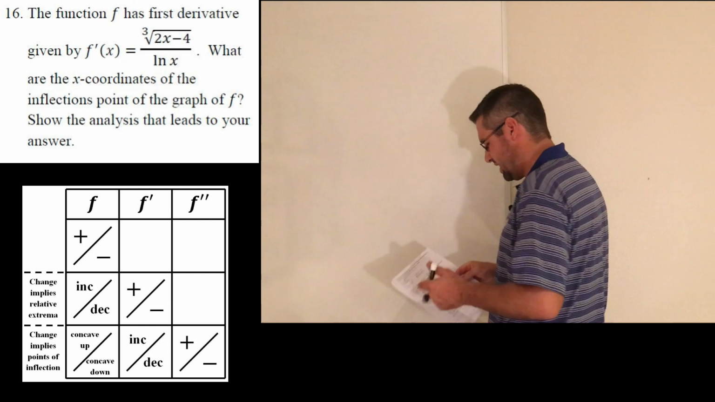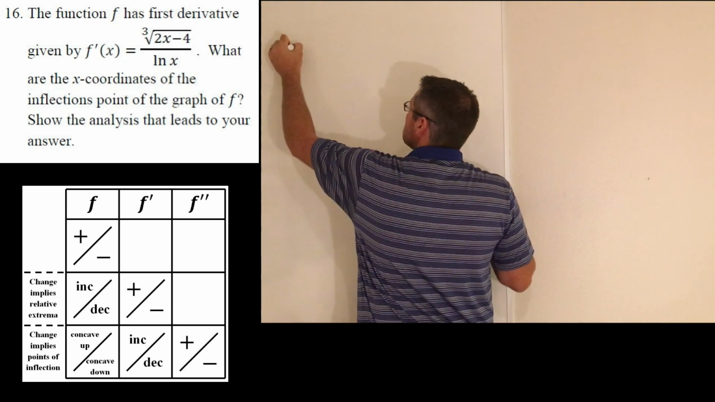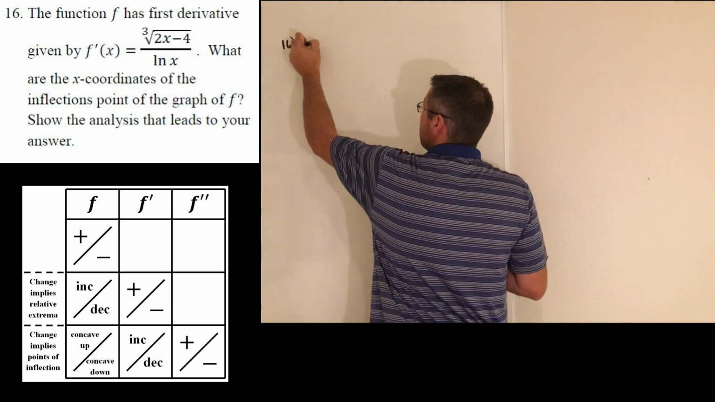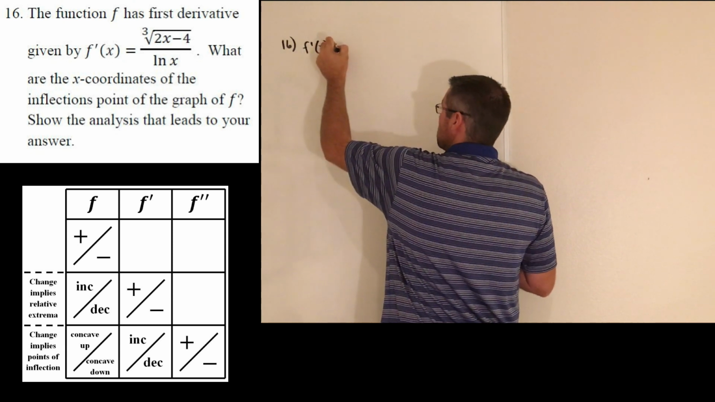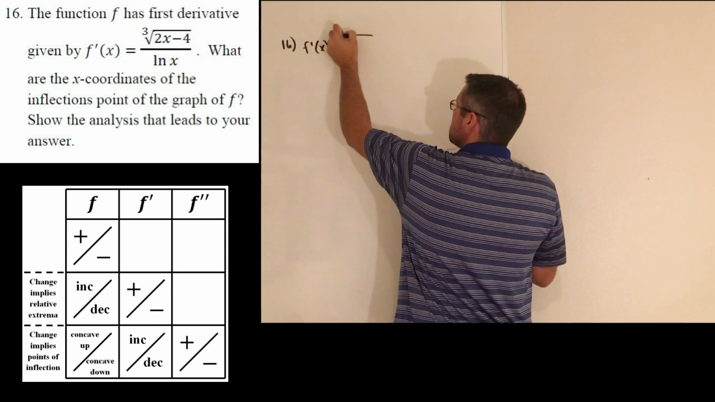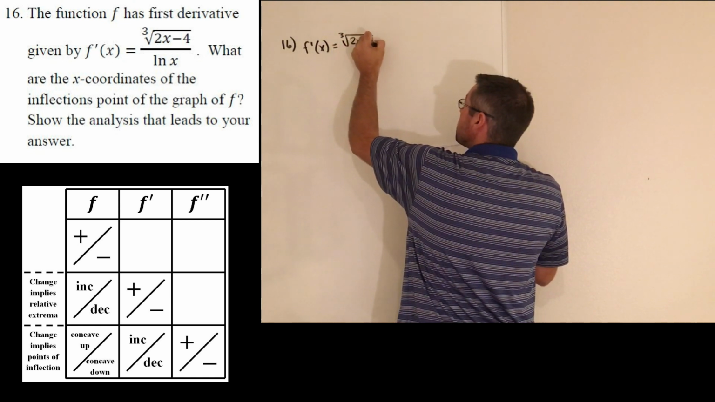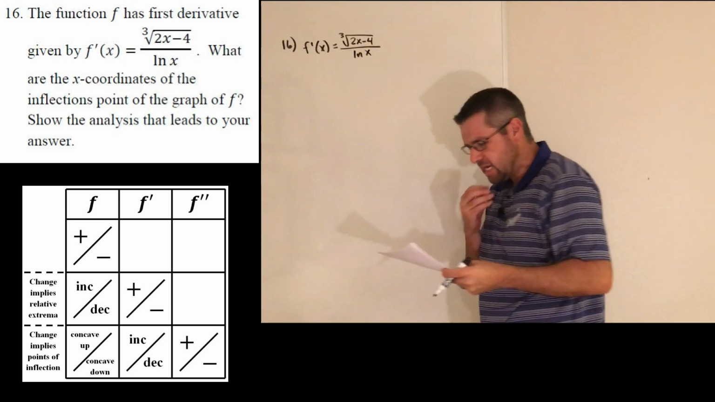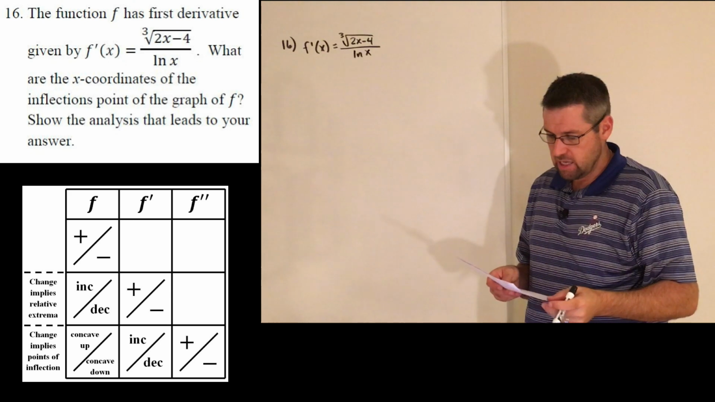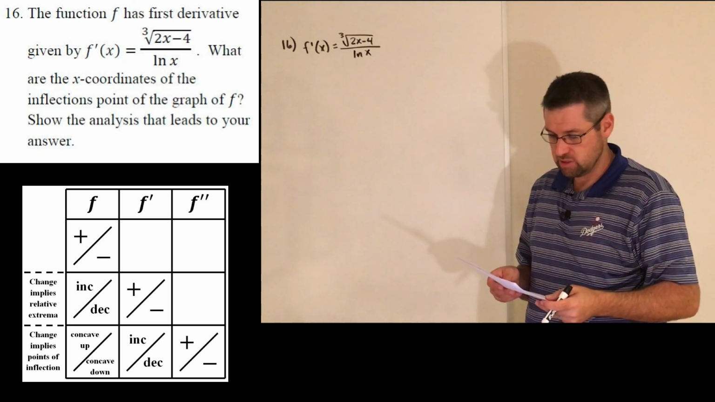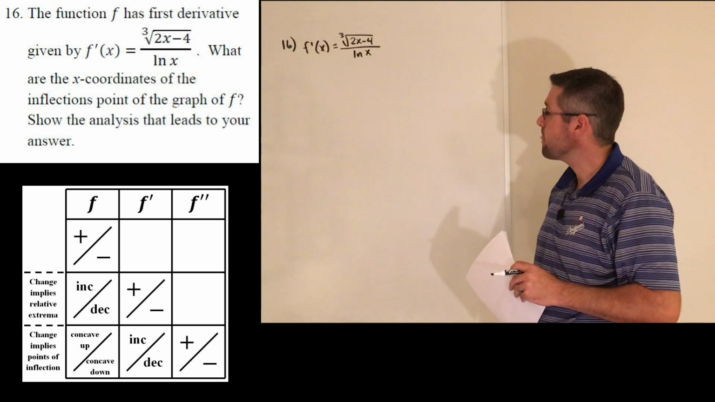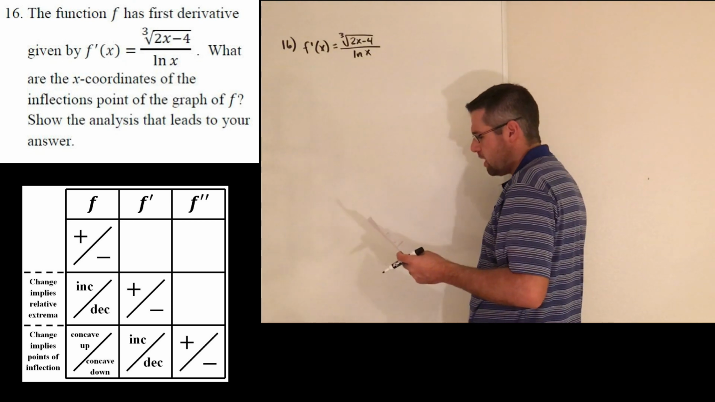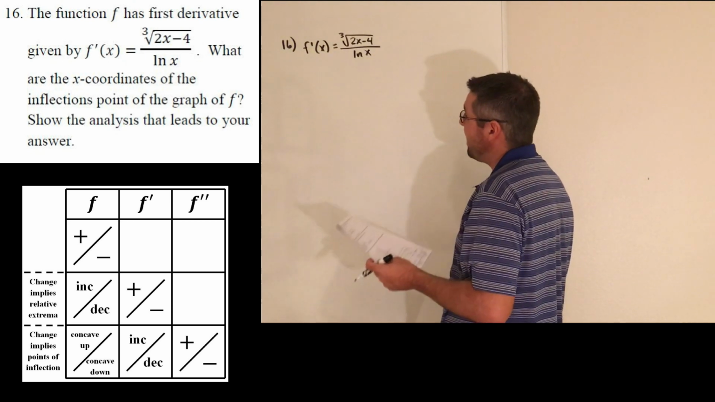All right, for number 16, this is a little bit of a tricky problem because it's gross, first of all. We're given f prime of x. And let's see, f prime of x is the cube root of 2x minus 4 over natural log of x. And it's asking for us to find the x coordinates for the inflection points of the graph of f. Well, this is going to be a calculator problem. I think we can conclude that pretty easily. We're looking for the points of inflection of f.